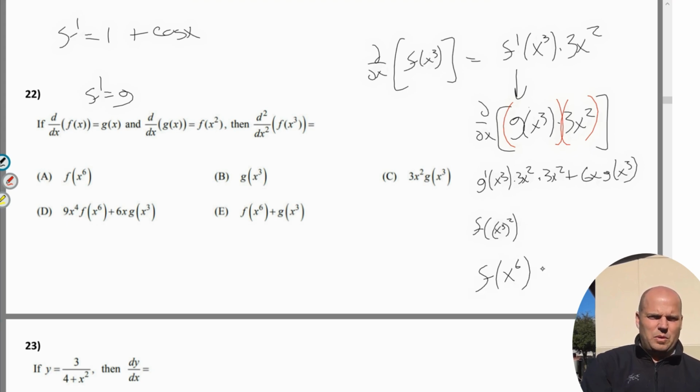This is also a little bit tricky. This is 9x to the fourth. This is 6x g of x cubed. So, oh, look at that. Oh boy. I mean, this one is probably the only one that makes sense to be correct, but maybe you don't see that.